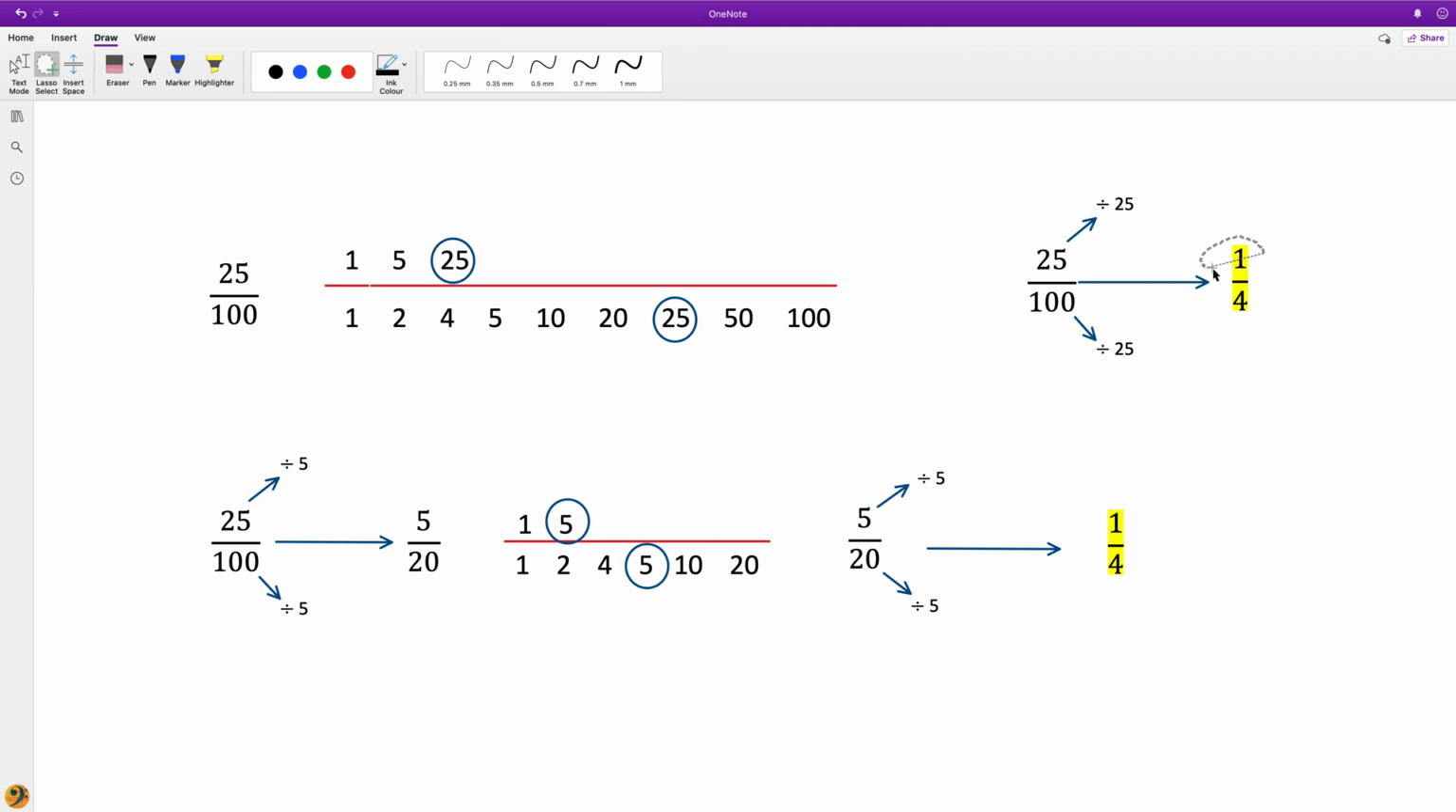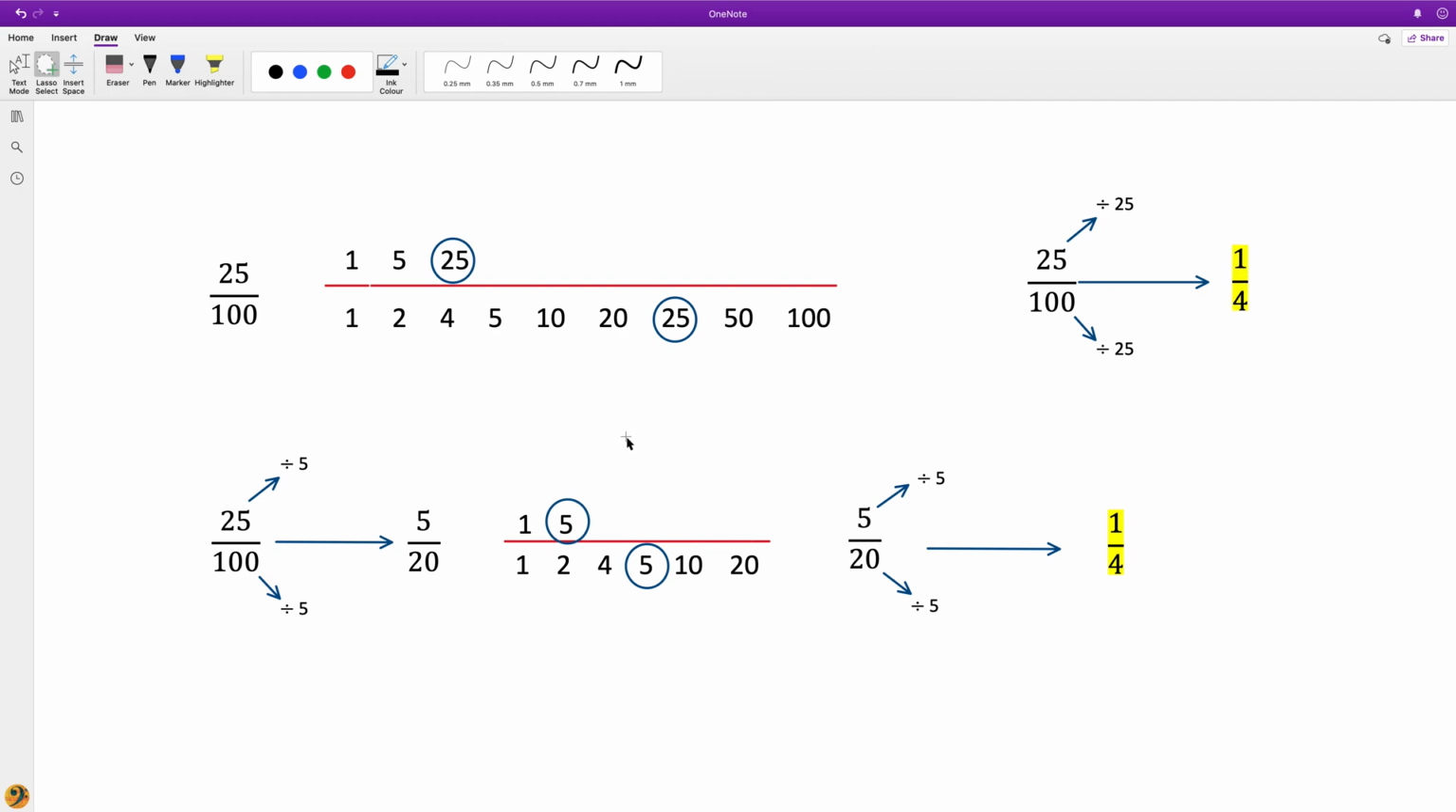That gives us 1 as our numerator. And then 100, our denominator, we divide that by 25 as well because it's the highest common factor. And that gives us 4. All right, so the most simplified version of 25 over 100 is the same as 1/4.